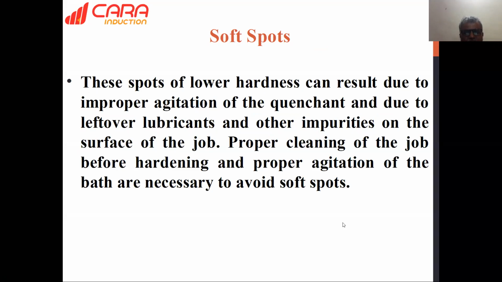Soft spots: we generally do not give much attention to soft spots. These spots of lower hardness can result from agitation of the quenchant, and from lubricants and other impurities on the surface of the job. Proper cleaning of the job is required before hardening. Generally we do not clean the jobs, and due to this spots come. Also, if we are using only water, then spots also come. These are the reasons. Next.